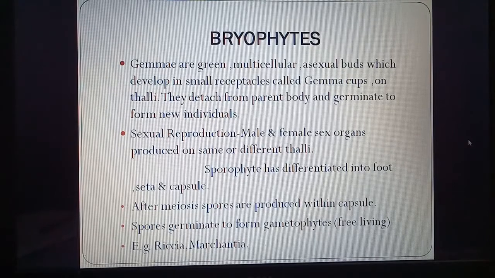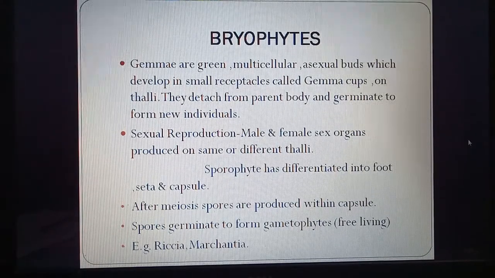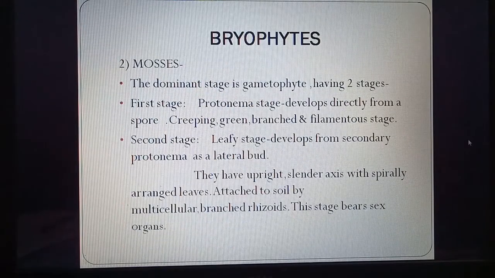Sexual reproduction: male and female sex organs are produced on the same or different thallus. So it may be that both the organs are found on the same thallus or on different ones. Sporophyte has foot, seta and capsule, three structures. After meiosis, spores are produced inside the capsule. The spores germinate to form the gametophyte, a free living state. Examples are Riccia and Marchantia.